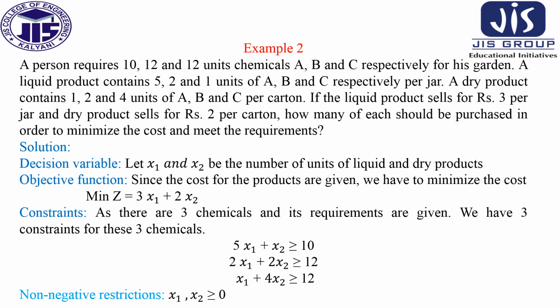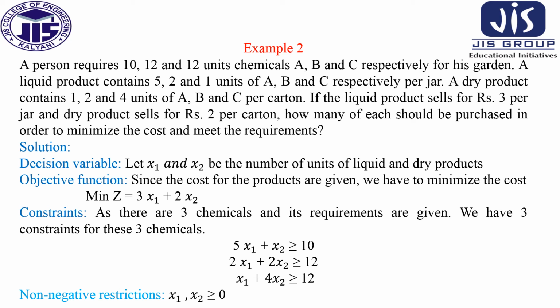Similarly we do the same for chemical B. A person requires 12 units of chemical B for his garden, and a liquid product contains 2 units of chemical B per jar. So this will be 2 into x1. For the dry product, 2 units of B per carton, so this will be 2 into x2. This total amount may be equal to 12 or greater than 12, but cannot be less than 12. So 2x1 plus 2x2 greater than or equal to 12.